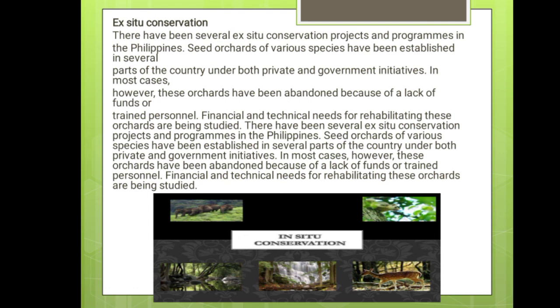Merong proyekto at programa ng ex situ conservation sa Pilipinas, at ang seed orchards meron na sa iba't ibang bansa dahil sa tulong ng gobyerno. Pero naabandon na ang orchards dahil sa kakulangan ng pondo at tauhan. Kaya kailangan ng financial and technical needs para sa pagsasagawa ng orchards.